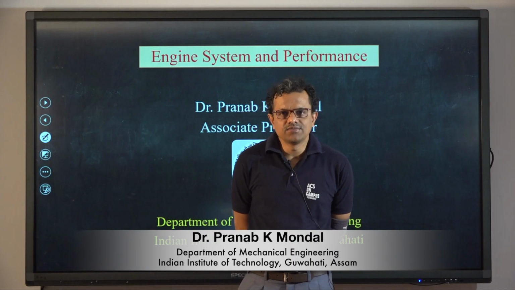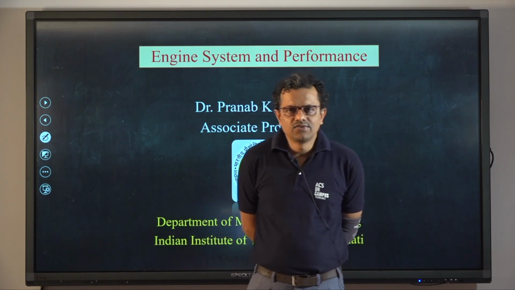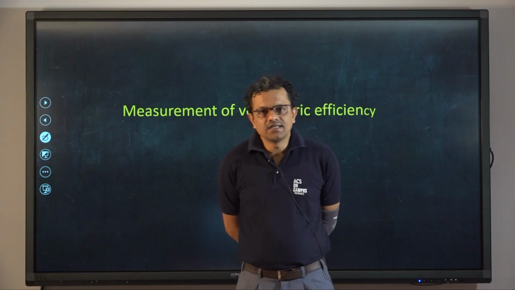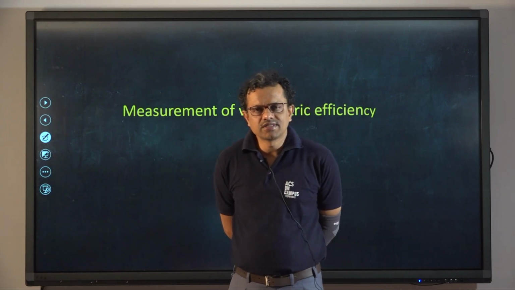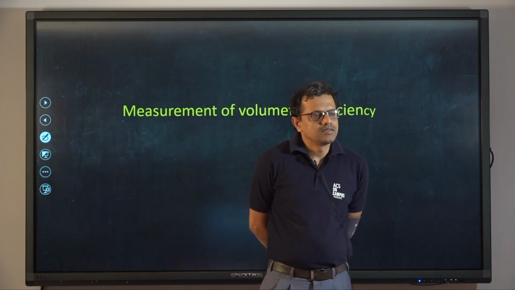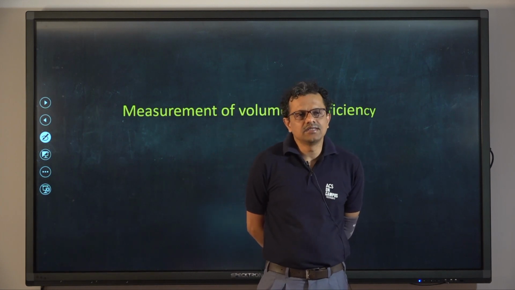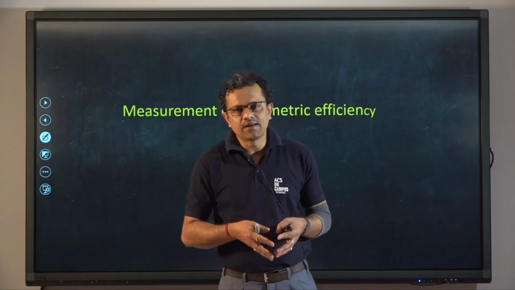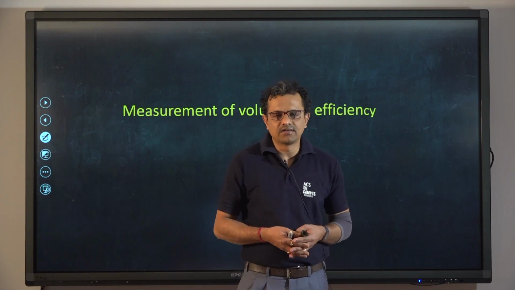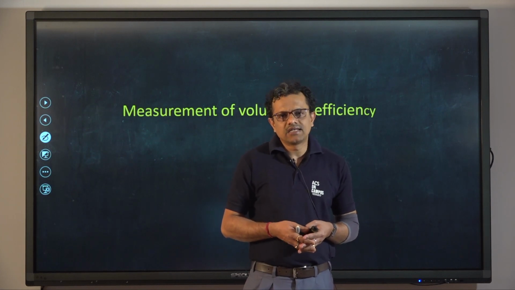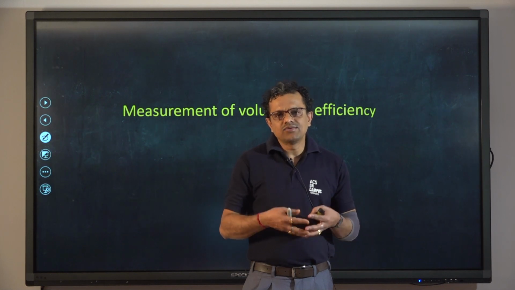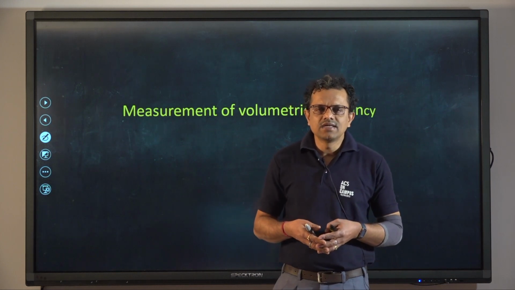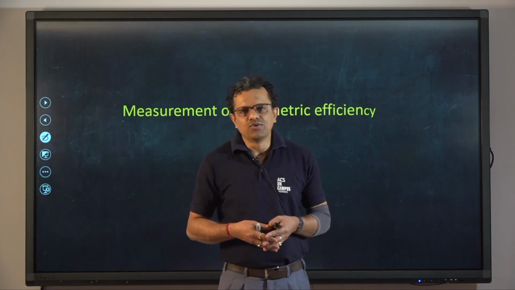I welcome you all to the session on engine system and performance, and today we shall discuss the measurement of volumetric efficiency. We have studied in our undergraduate internal combustion engine course that the parameter which governs the power output from the engine is essentially the mass flow rate of air, or amount of air. Rather, this is one of the most important parameters. We know very well that if we can supply a large amount of air to the engine cylinder, certainly a large amount of fuel can be burnt and the power output by the engine would be more.